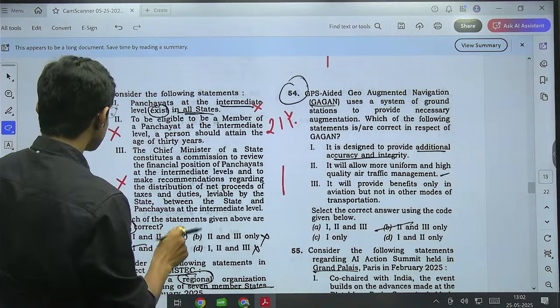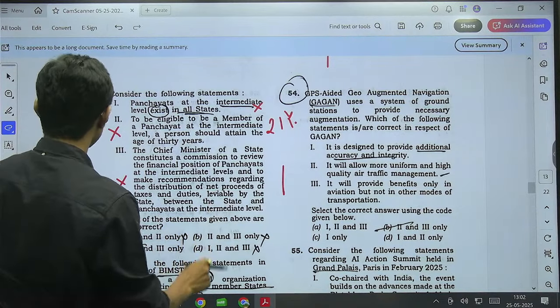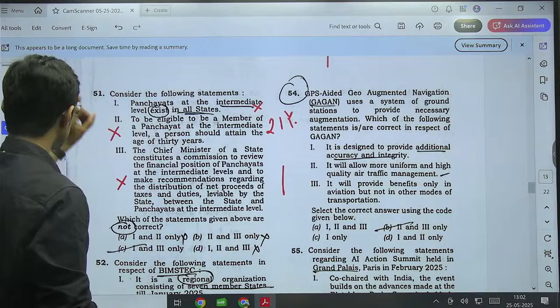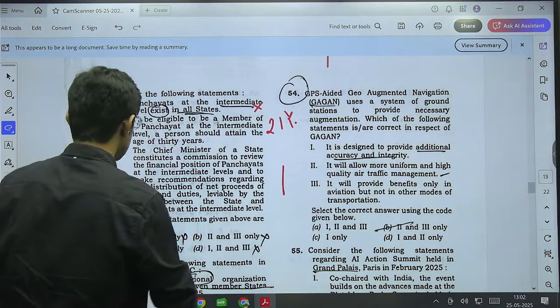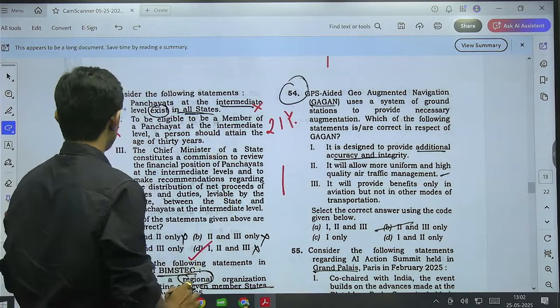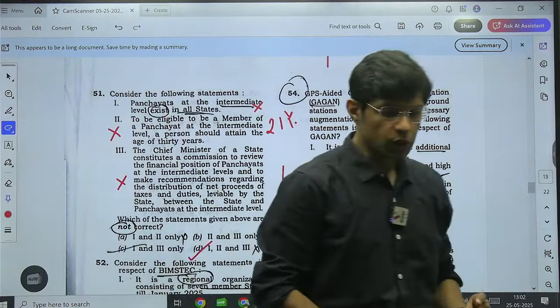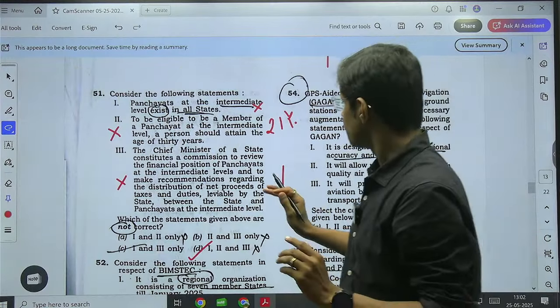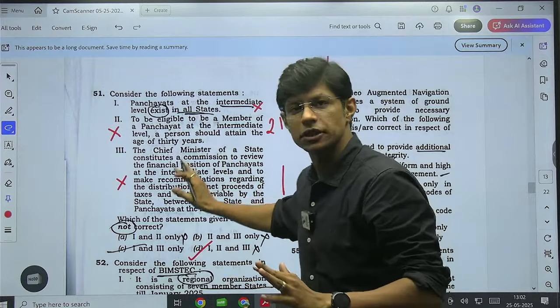So, which of the statements given are not correct? This one is not correct, this one is not correct, this one is not correct. The correct answer is option D. Option D is the correct answer for question number 51. I hope you understood this particular question.